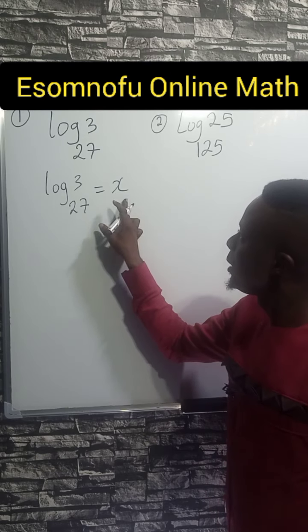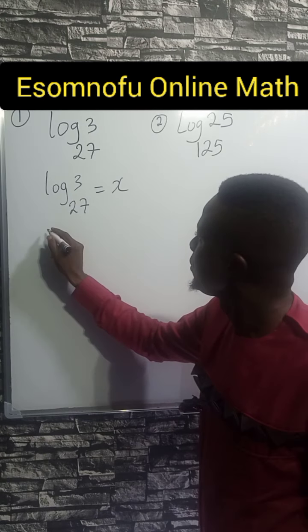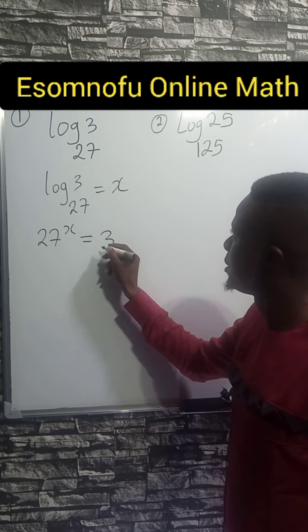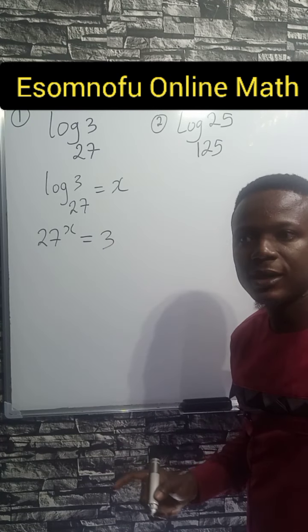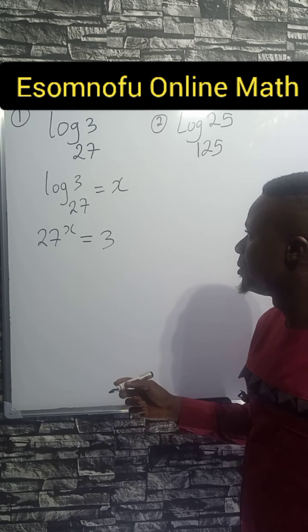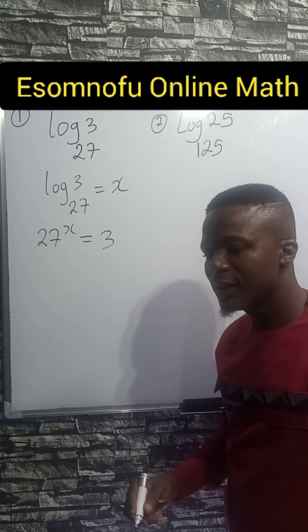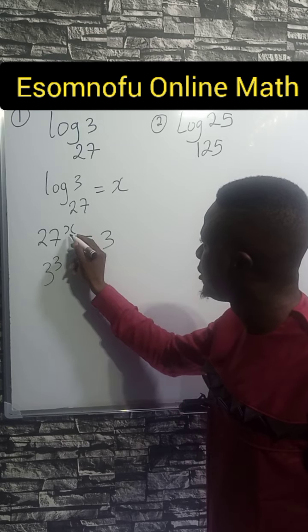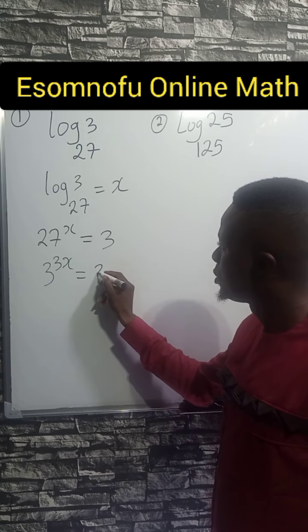Hence 27 power x is equal to 3. So 27 raised to the power of x is equal to 3. This is just the relationship between indices and the logarithm. And the 27 can be split into 3 to the power of 3. So we have 3 to the power of 3, then you add your x, equal to 3.